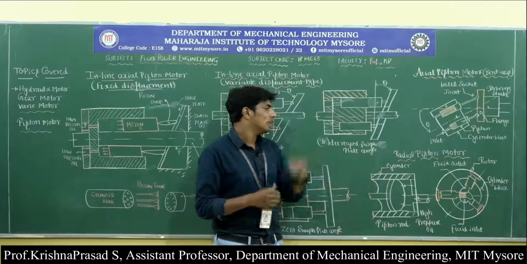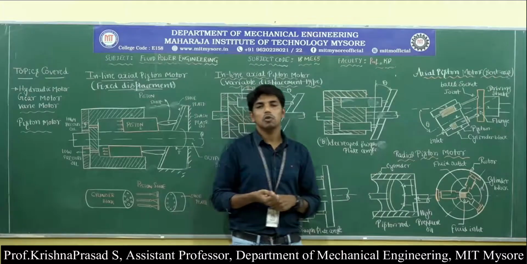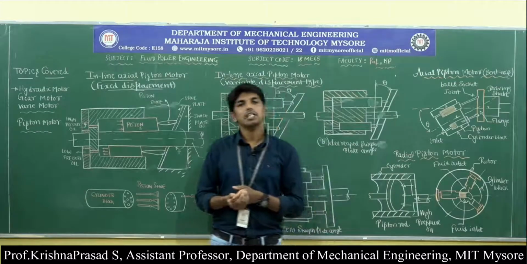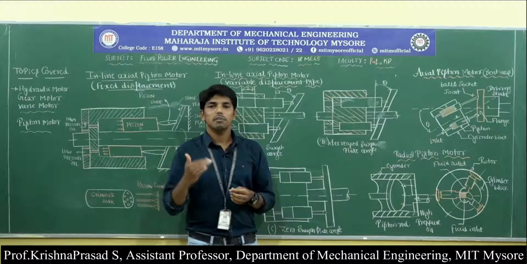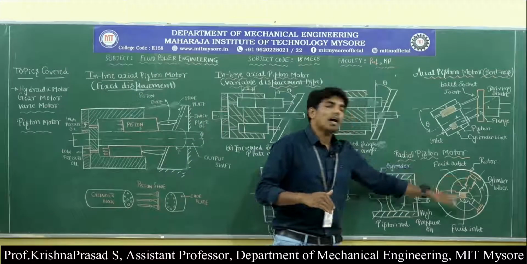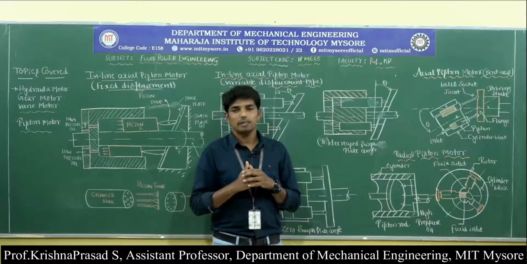The last one is the radial piston motor. In the radial piston motor also we can achieve the fixed displacement as well as the variable displacement by changing the eccentricity between the cylinder block and the rotor. We can also see the variable displacement.